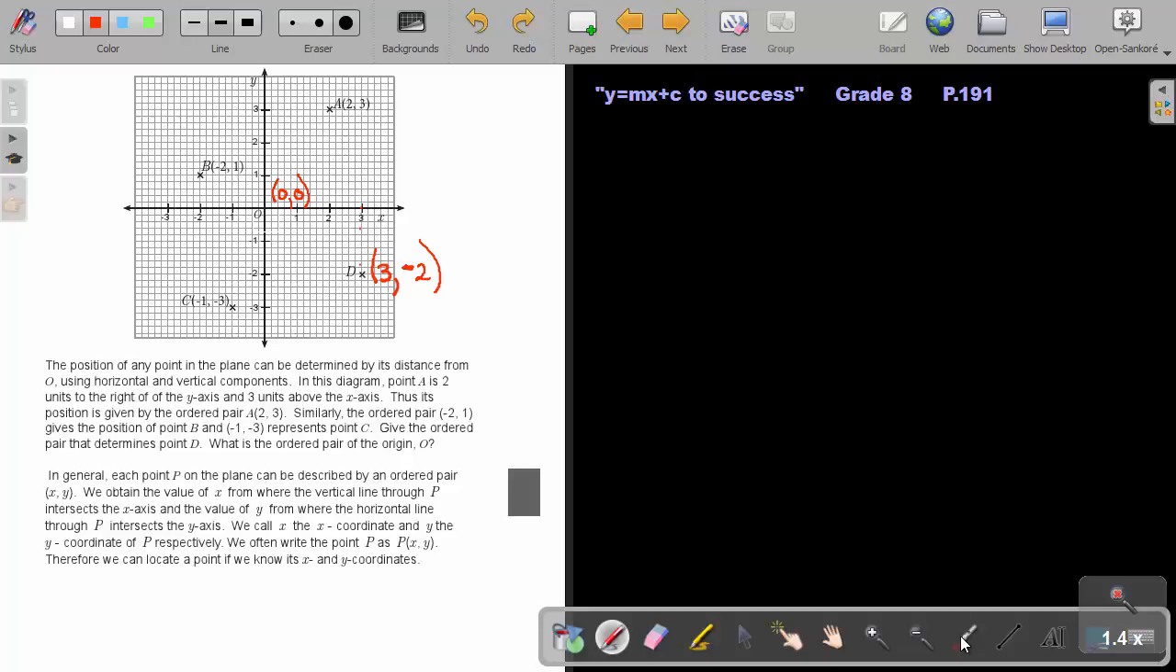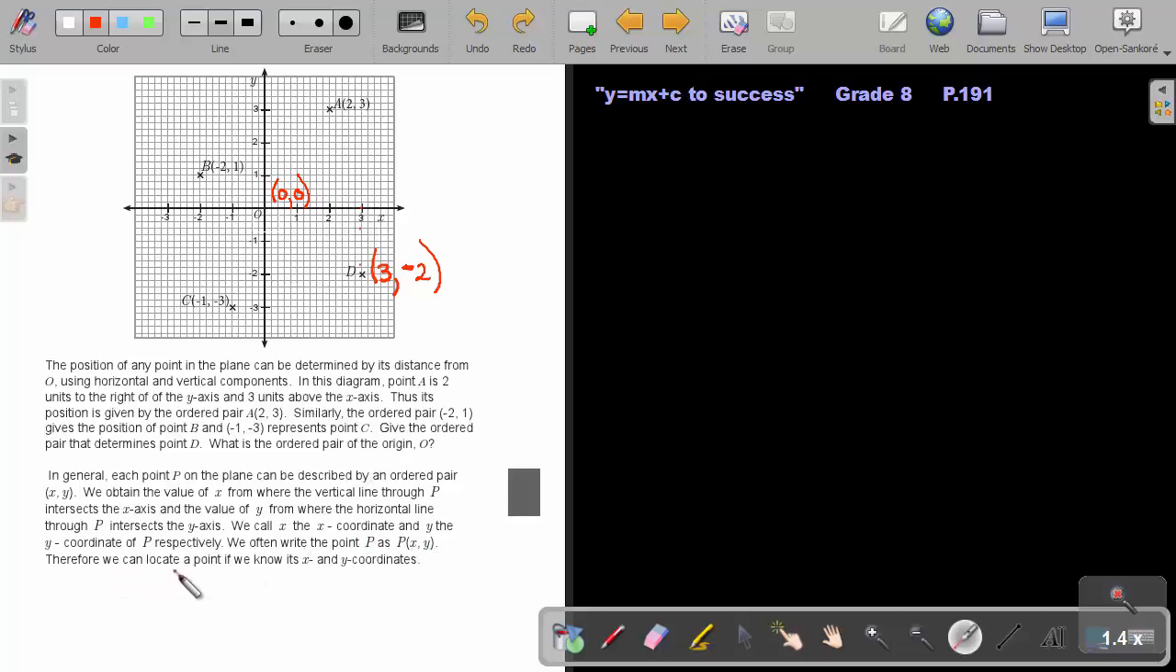Okay. In general, each point P on the plane can be described by an ordered pair (x, y). We obtain the value of x from where the vertical line through P intersects the x-axis, and the value of y from where the horizontal line through P intersects the y-axis. We call x the x-coordinate and y the y-coordinate of P respectively. We often write the point P as (x, y).